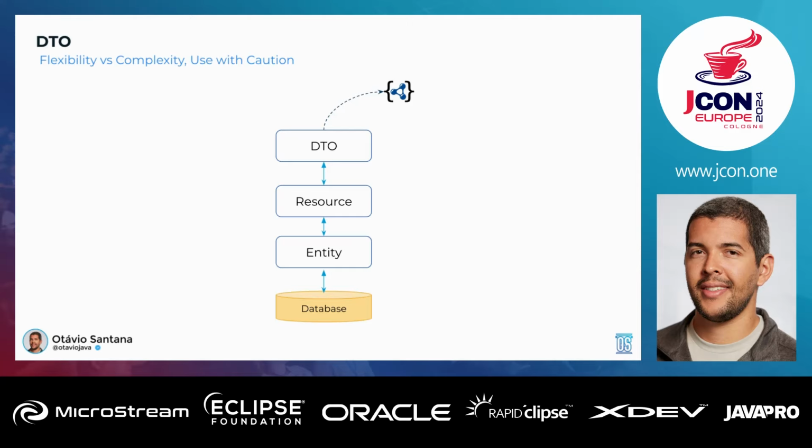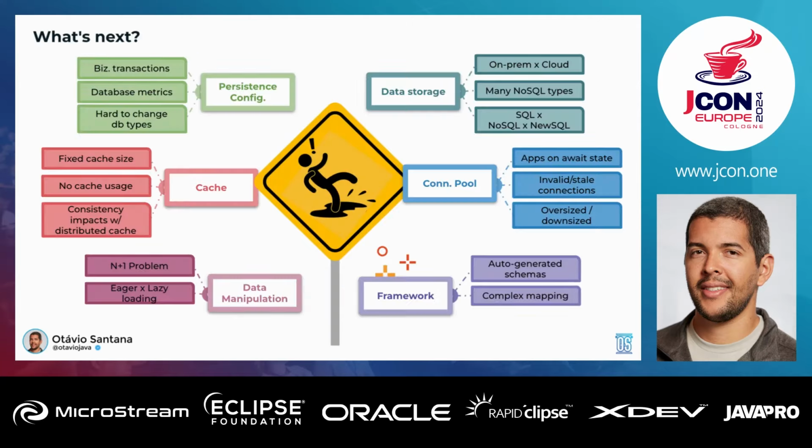The same thing happens with the data transfer object. You can use it to communicate between your REST application and your application with your entity and your database. But remember, more layers, more attention, more work, more time to handle that. Of course, my time is almost over. It's impossible to cover the whole world of the database persistence layer in 45 minutes.